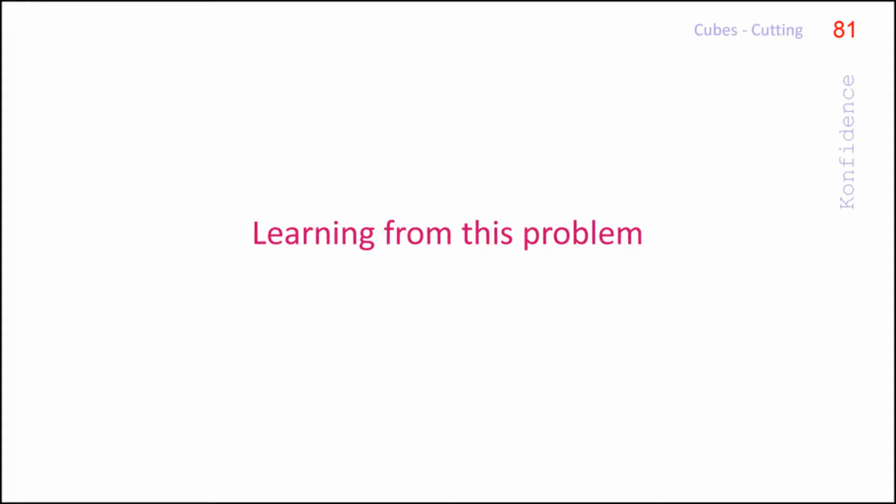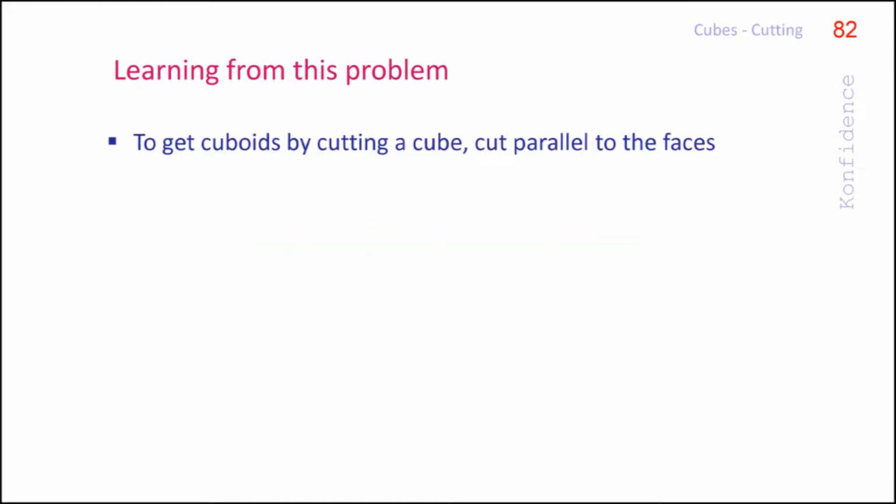A few observations from the previous problem would help us tackle similar problems better. Firstly, if we want cuboids as a result of cutting the cube, then we must make the cuts parallel to the faces. If we make n cuts parallel to a face, we get n plus 1 pieces.